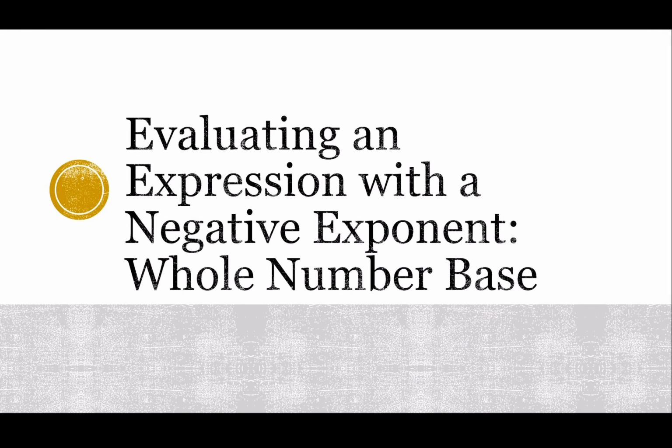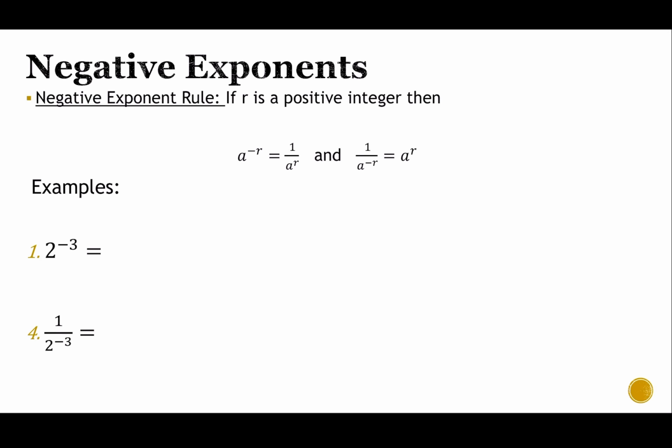This video covers evaluating an expression with a negative exponent and a whole number base. For that, we need to learn a couple of rules about negative exponents. If r is a positive integer, then a to the negative r is 1 over a to the r. And 1 over a to the negative r equals a to the r.